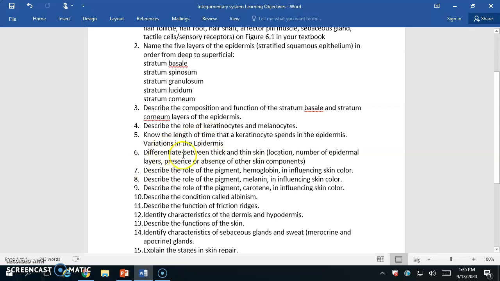We're going to first talk about the thick skin and where it's located in the body, and then where our thin skin is located. And then we'll talk about what's making those areas that have thicker skin thick and the areas that have thinner skin thin. And we'll talk about the accessory structures, because not all of them are located in thick skin versus thin skin. So that's the one that we're on.